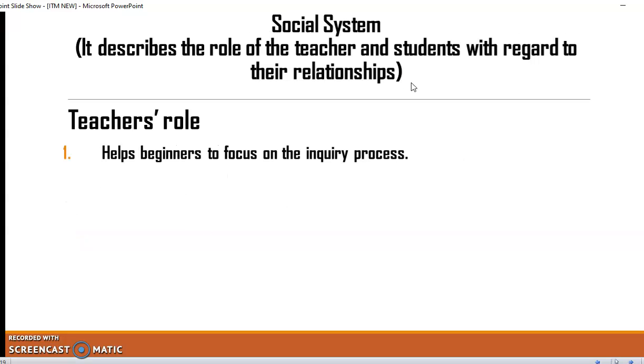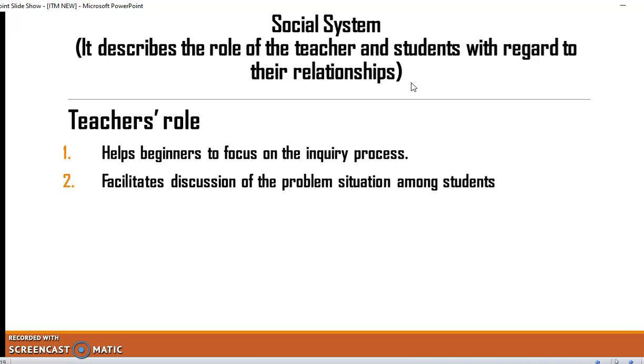A few more: helps beginners to focus on the inquiry process. Now there will be students who must not have used this particular model, or maybe you are using it for the first time in a classroom, so introducing that model to the students for the first time, you need to teach them to focus on the steps of the procedure that needs to be followed while carrying out any inquiry using that particular model. So your role is to help them in the inquiry process.